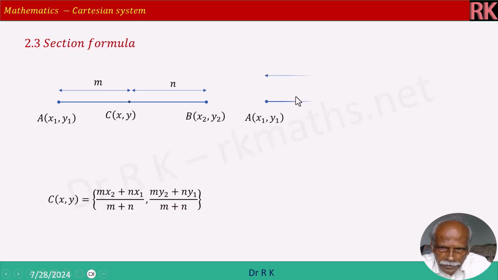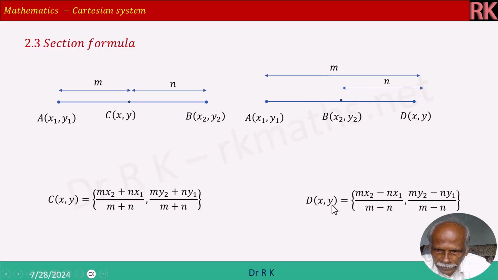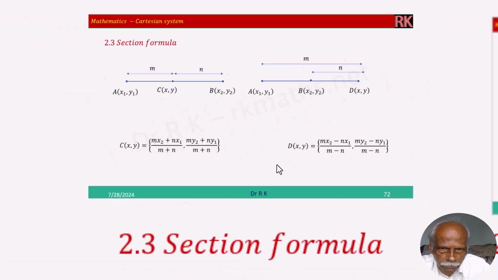And if the point is beyond, so AB is here, C is somewhere here, then what we do is, D is the point, we want to find out the ratio m is to n. Then D (x, y) is equal to (m times x2 minus n times x1) divided by (m minus n). Please note m is a greater value than n. Similarly, the y coordinate is (m times y2 minus n times y1) divided by (m minus n). This is how you find it.